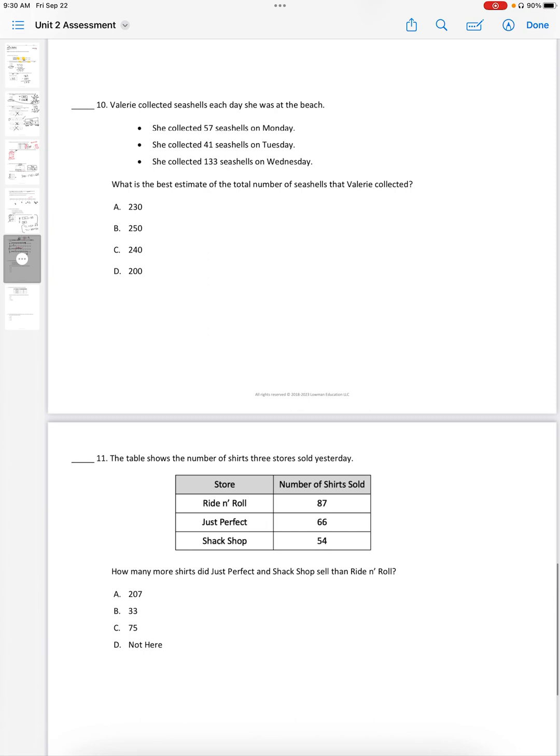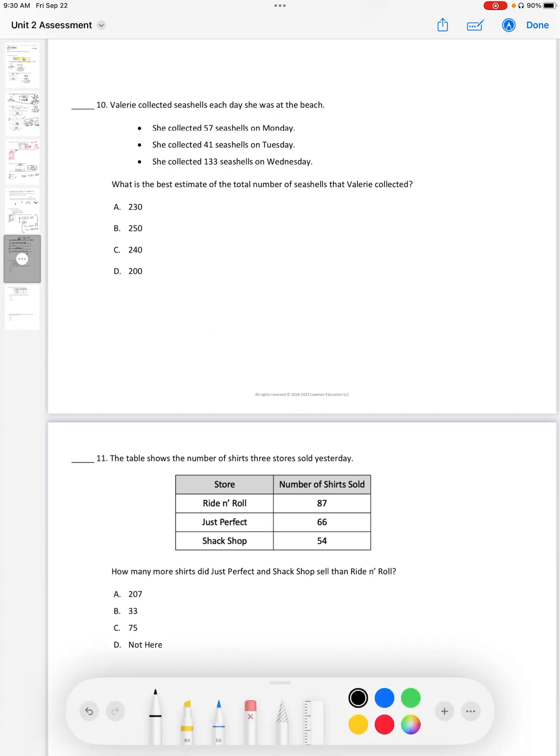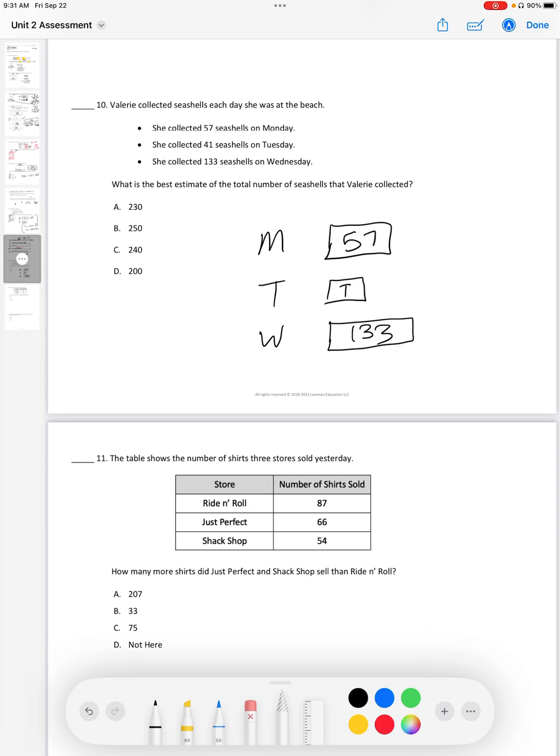Let's look at the next problem. Valerie collected seashells each day she was at the beach. She collected, let's see, 57 seashells on Monday. I'm going to represent this here with a model. She collected 41 seashells on Tuesday, and she collected 133 seashells on Wednesday. Let me fix what I drew in this box on Tuesday.